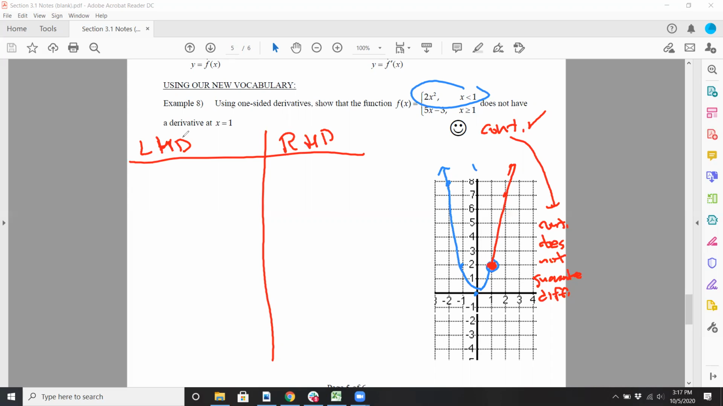So LHD we write like this. The limit as h approaches 0 from the left side of your function: f of a plus h minus f of a, all over h. Now, a is 1.